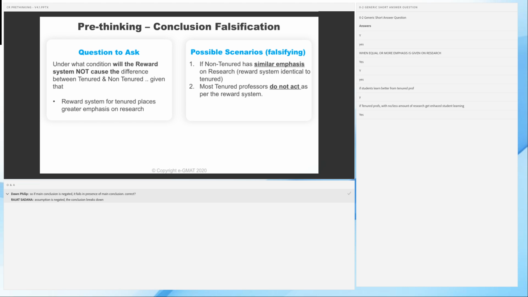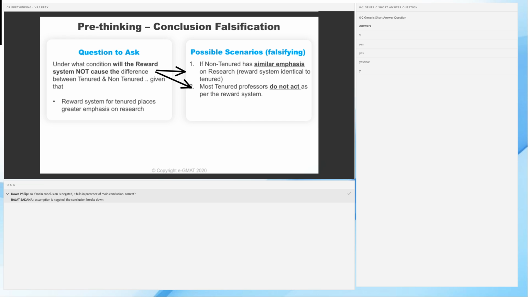Let's look at this. We cannot blame the reward system if non-tenured professors have an identical reward system, correct? If the other entity also has the same reward system, yes, then we can't blame it. We cannot blame the reward system if a survey is conducted and most tenured professors say, hey, we don't care about what the reward system is, that's not what governs our actions. Can you see that in both these cases, we cannot blame the reward system? We can also not blame the reward system if students who come to tenured professors are already so skilled that there isn't as much scope to improve their learning ability. In either case, we won't blame the reward system.